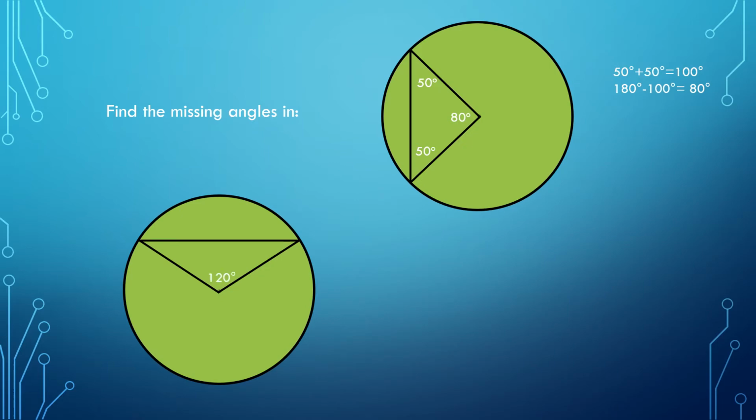As another one, if that was 120 degrees, well, we know that we've got 60 degrees left to find somewhere in the triangle, and because it's isosceles, those two angles have to be the same, and so 60 divided by 2 means each of them are 30 degrees.